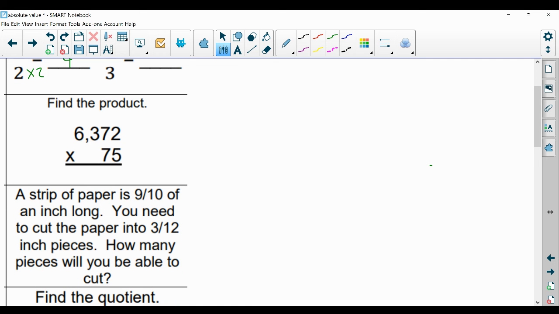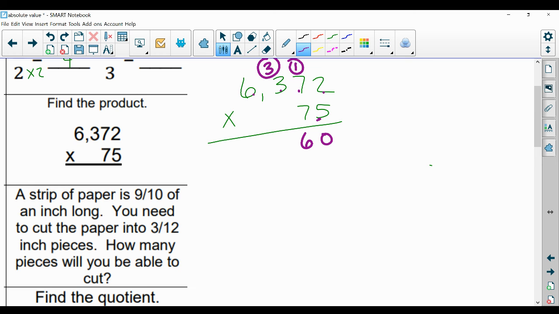The next question we have is find the product. So I have 6,372 times 75. Remember how we said that this 5 needs to touch every digit up top. So 5 times 2 is 10. 5 times 7 is 35, plus 1 is 36. 5 times 3 is 15, plus 3 is 18. 5 times 6 is 30, plus 1 is 31. Because my 5 has touched every digit, I am done with that place. And so as a placeholder, I'm going to put a 0 there.